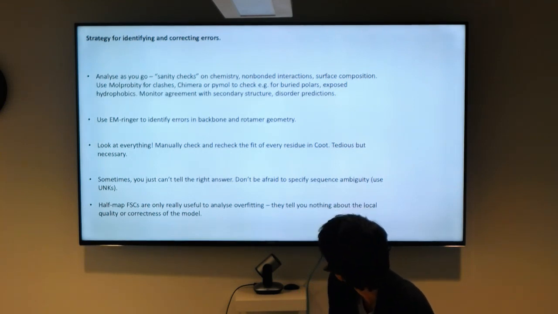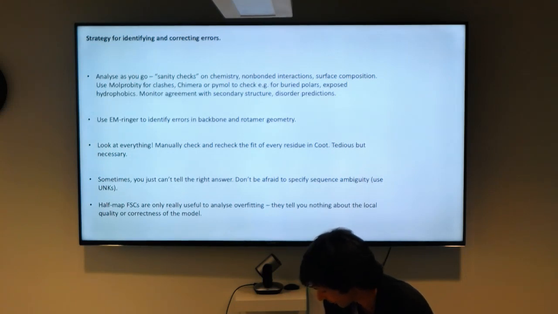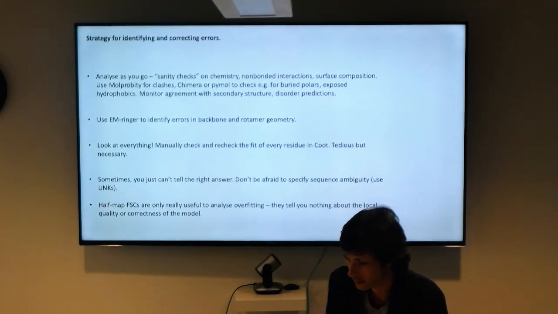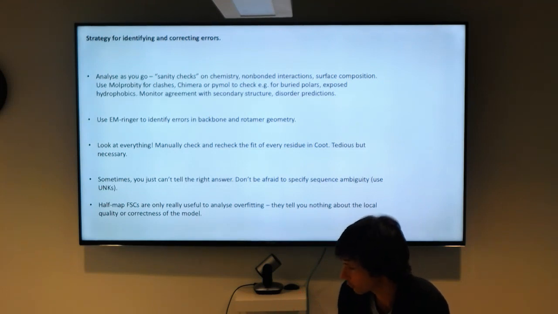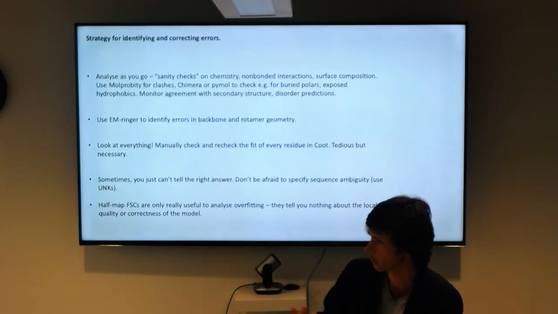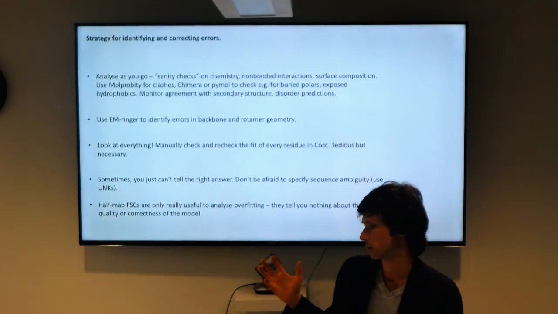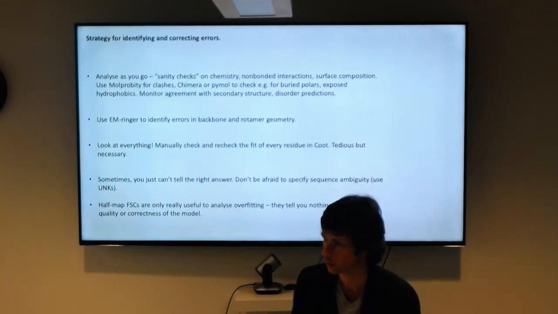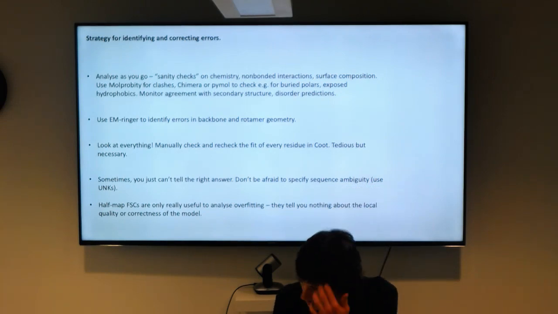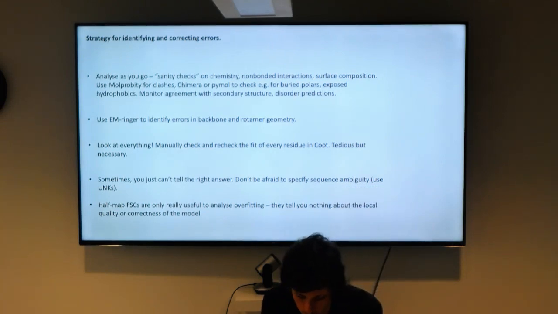Oh yeah, half-map FSCs. So this is a very common thing that one does in order to analyze whether you have any overfitting. It is useful for that purpose. It's not useful for any other purpose. It only tells you something about whether you have any overfitting, like globally, and what the global map to model fit is. It won't tell you if the sequence register is wrong locally. That's not a thing that you can derive from the FSC. It's only a measure of global agreement. All right.